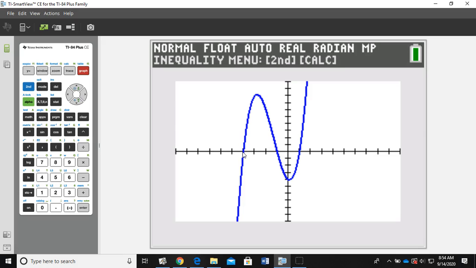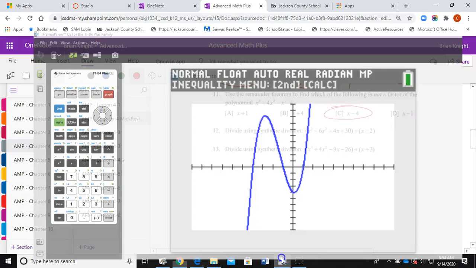So when you're plugging in, if I'm checking x plus 4, I'm plugging in -4 and it works. If I'm checking x plus 1, I'm plugging in -1 and it works. If I'm checking x minus 1, I'm plugging in +1 and it works. But if I try x minus 4, now I'm plugging in 4, and 4 doesn't work. So that's why x minus 4 is your answer. Okay?